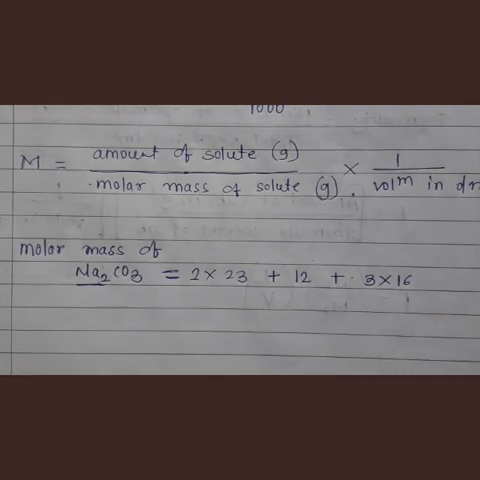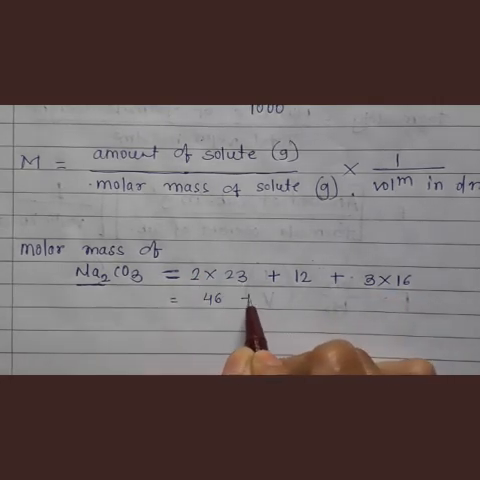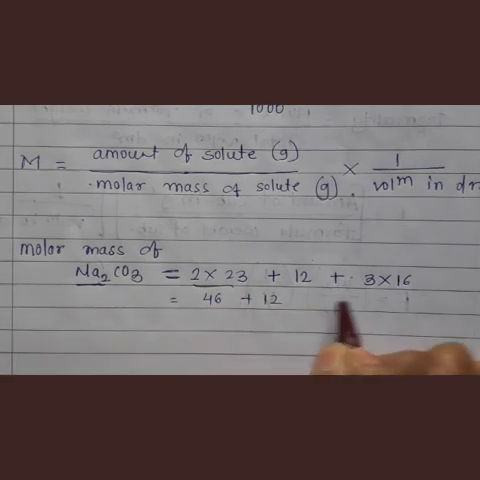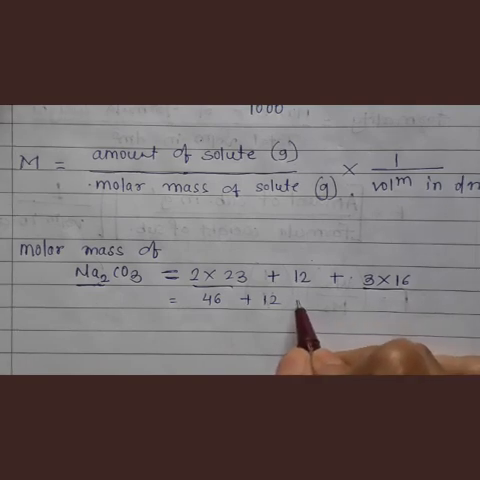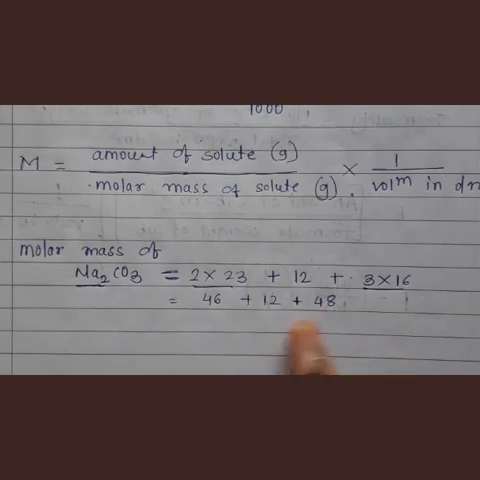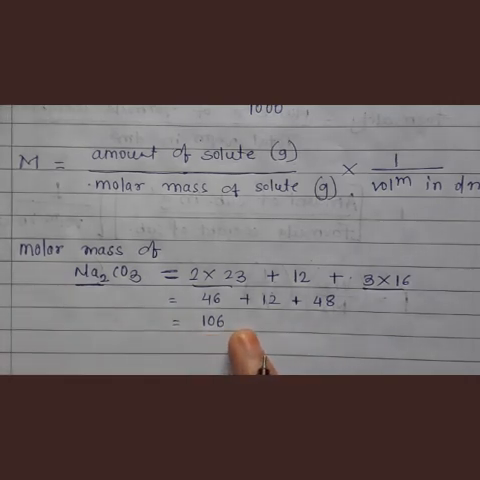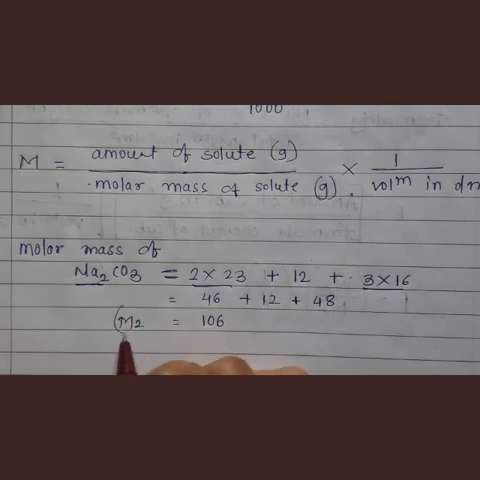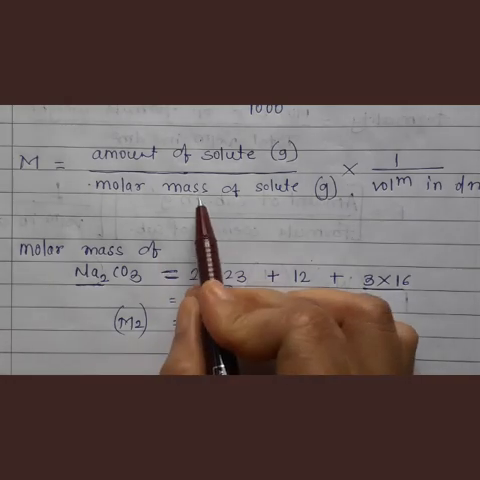Okay, so let us solve this now. 23 twos are 46, plus this 12. First we have to do the multiplication. You know this, still I am explaining. 46 plus 12, and 16 threes are 48. Okay, now let us add them. You will get 106. So this is the molar mass, 106, which is denoted by M2. So M2 is 106. Now this value of M2 we can write in this position.